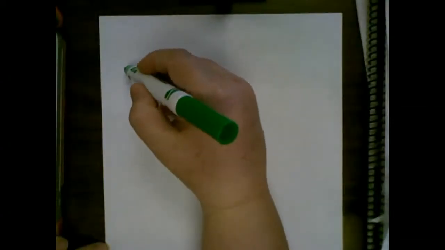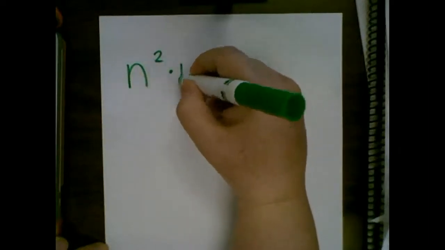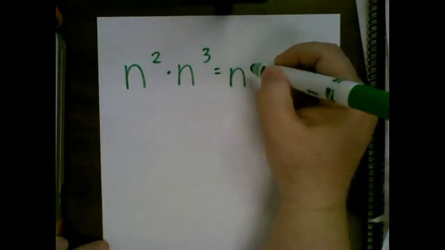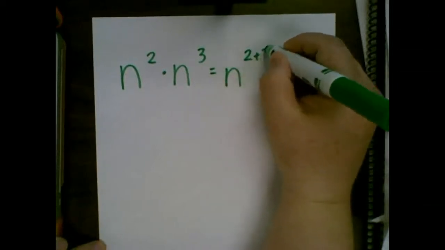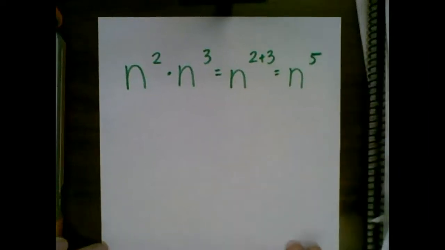Now that rule can also work if we have variables. Let's say we have n squared times n cubed. That would be the same as n to the 2 plus 3, or n to the 5th.